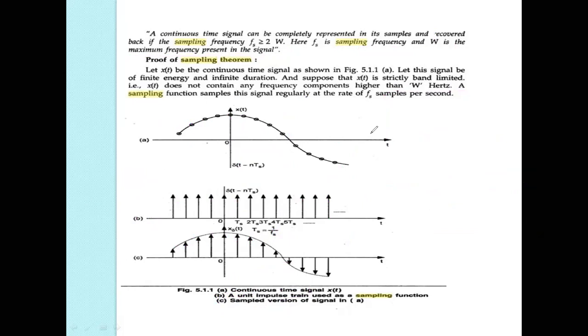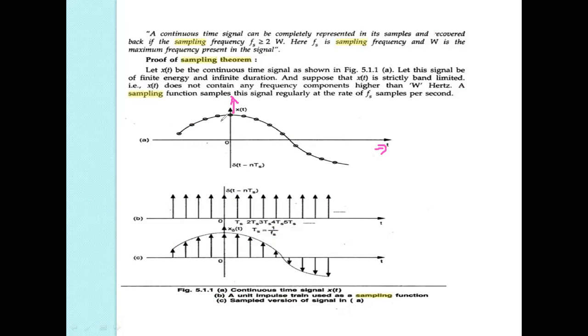Let x of t be the continuous time signal shown. See here is a figure. The x of t is a continuous time signal. We already know what a continuous time signal is: both amplitude and time are continuous. The time is on the x-axis, my dear students, and the amplitude is on the y-axis, the x of t signal. Both are continuous. You can call it a continuous time signal.